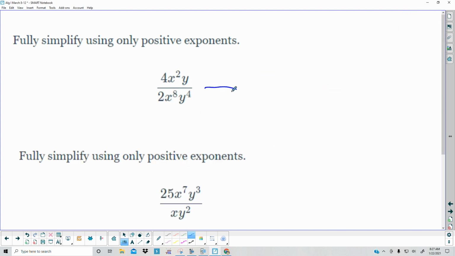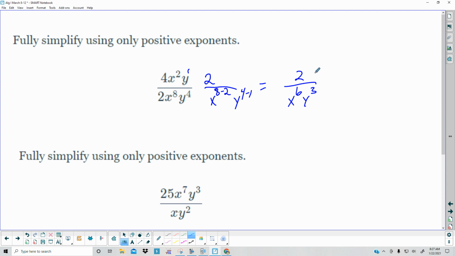Reduce the fraction as you normally would. So that would be a 2 upstairs. You've got 8 downstairs and 2 upstairs, so do the subtraction where there's more of them. You've got 1 upstairs and 4 downstairs, do the subtraction where there are more of them. So that's 2 over x to the 8 minus 2, which is x to the 6th, and y to the 4 minus 1 is y to the 3rd. And that's your answer. There's no variables upstairs.